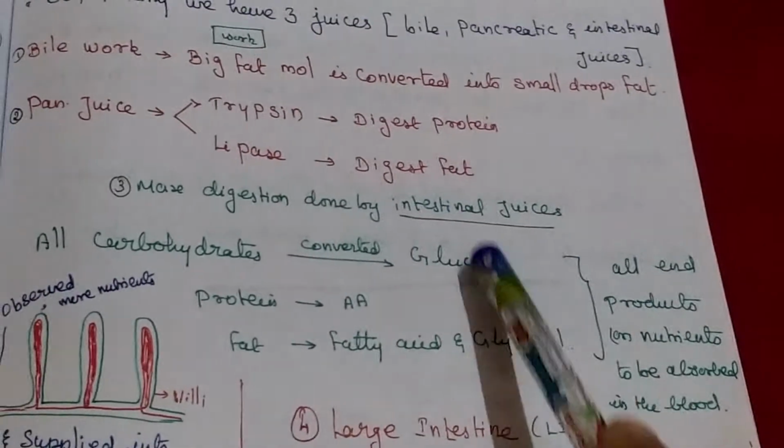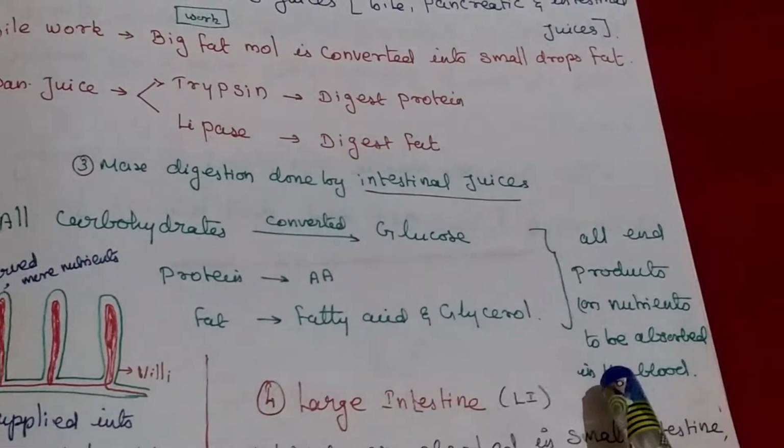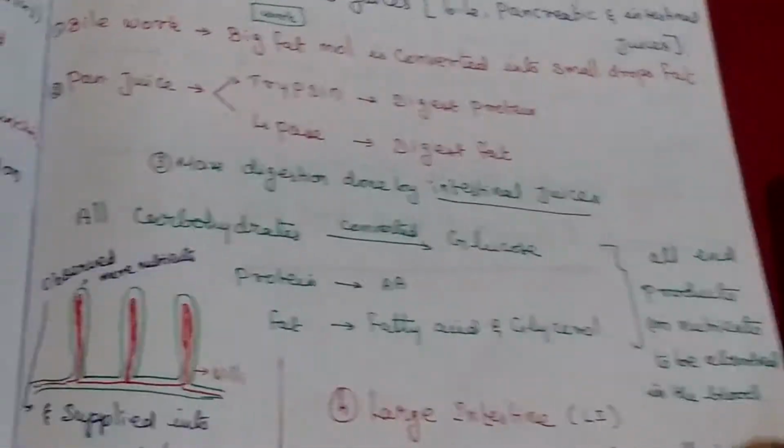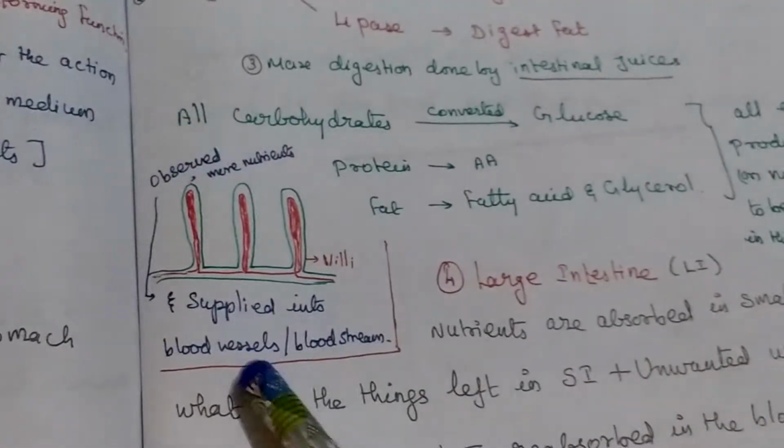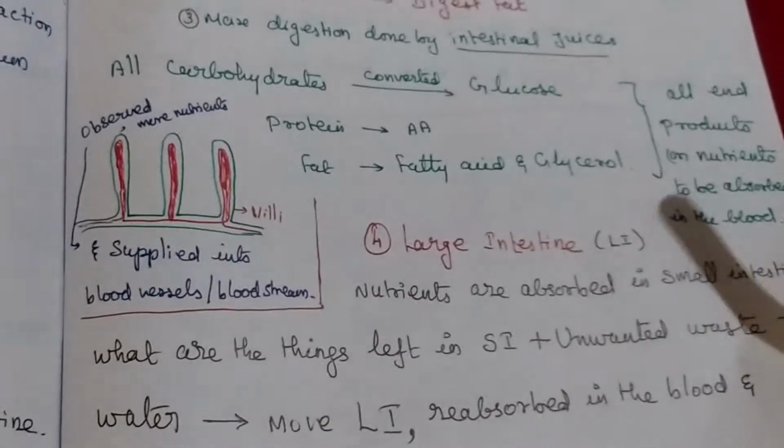All the end products or nutrients are absorbed into the blood. This one is the microvilli. It will absorb all the nutrients and send them to the blood vessels. Next one is the large intestine.